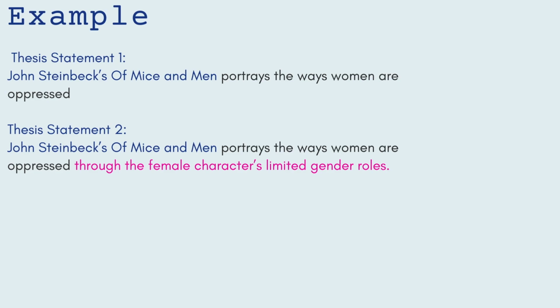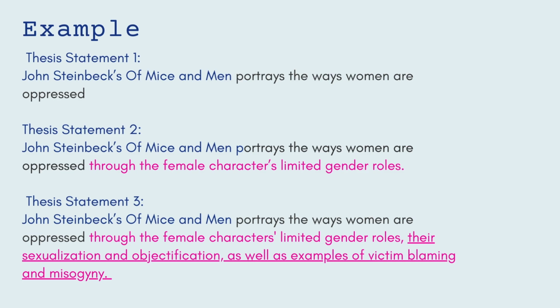Okay, that is better. And how would it be even better? If you specify more about the things that you will explore later on in your paragraphs. John Steinbeck's Of Mice and Men portrays the ways women are oppressed through the female characters' limited gender roles, their sexualization and objectification, as well as examples of victim blaming and misogyny.